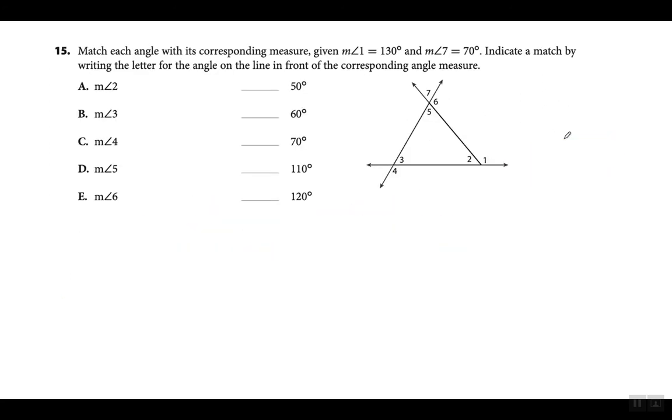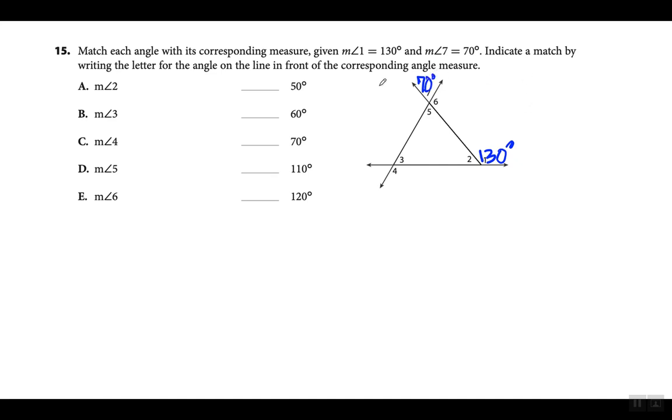Alright. Okay, this is also on your homework. We got this one and one more and we're done, alright? But this is on your homework. Esto está en la tarea. Tenemos esta pregunta y una más y ya. Alright, it says we gotta match each angle with their corresponding measure. Given that the measure of angle 1 is 130 degrees, la medida de ángulo 1 es 130 grados. And the measure of angle 7 is 70 degrees. La medida de ángulo 7 es 70 grados.